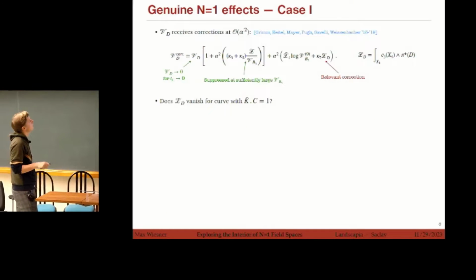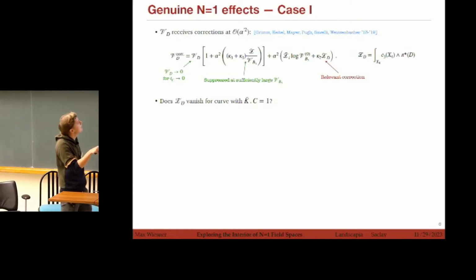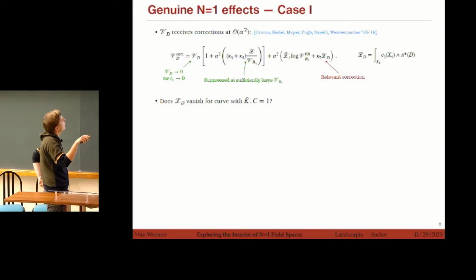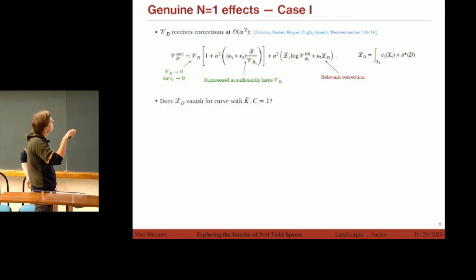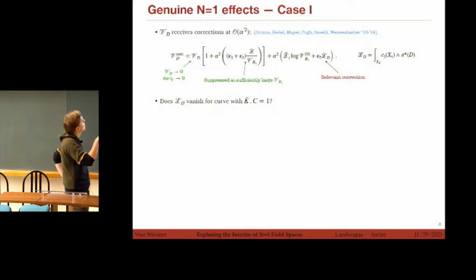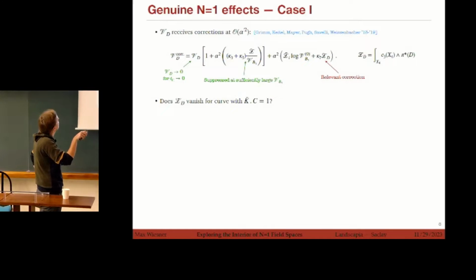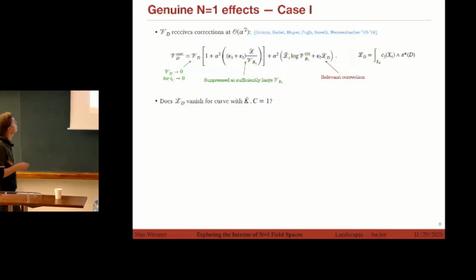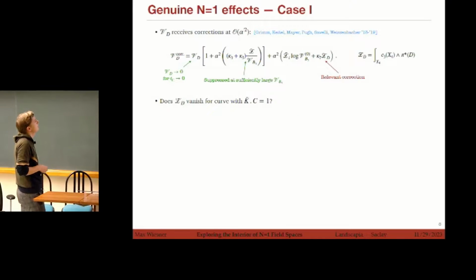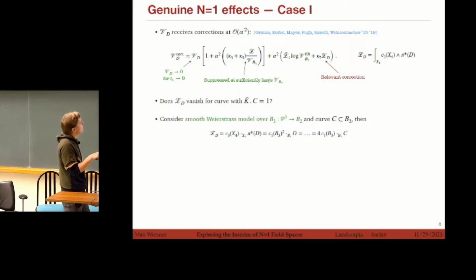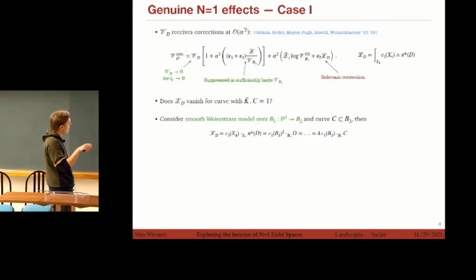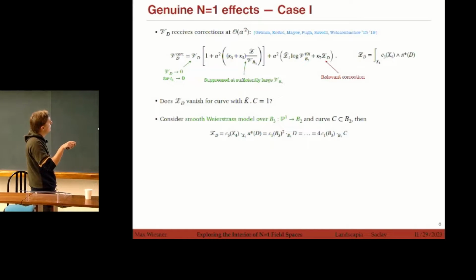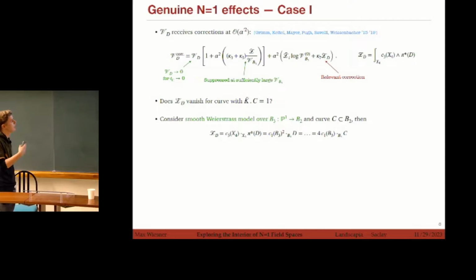So here I have it again. The question is, of course, if this correction is there, then our classical geometric picture breaks down, because this correction becomes large and becomes way larger than the classical regime. So does this coefficient vanish for a curve which satisfies this? One can consider, for example, smooth Weierstrass models over a base that is in itself rationally fibered, just to get some intuition.